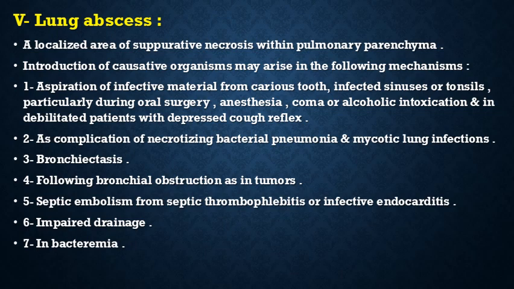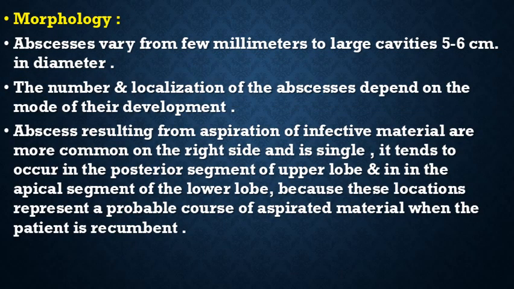Bronchiectasis also might be one of the causes of lung abscess. Following bronchial obstruction, as in tumors, obstruction might lead to lung abscess. Septic embolism, if you remember, septic thrombophlebitis or infective endocarditis might be one of the causes that lead to lung abscess. Impairment of drainage and bacteremia. The morphology: abscesses vary from a few millimeters to a large cavity, 5 to 6 cm in diameter or larger. The number and localization of the abscesses depend on the mode of development, the cause of this necrotizing lesion.